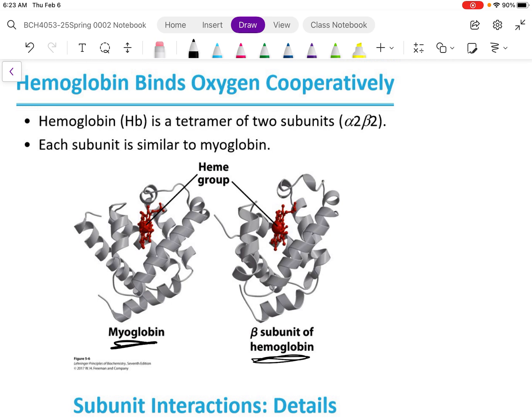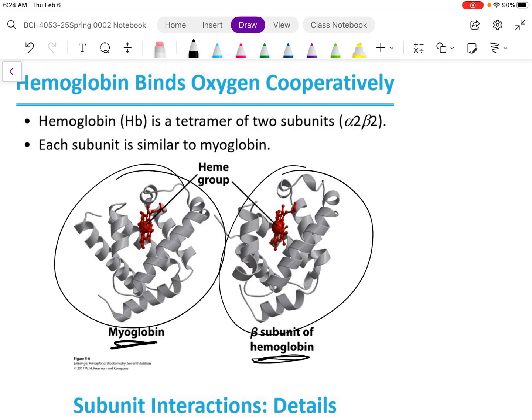What's another big difference between myoglobin and hemoglobin? In this particular slide, do you see how I'm only comparing the beta subunit? So I'm only comparing one subunit of hemoglobin to myoglobin. Myoglobin is just one protein. Hemoglobin is composed of 4 subunits. So if we compare just the subunit of hemoglobin and myoglobin, they look similar. But if you compare the whole hemoglobin to myoglobin, then they look way different, right? Because one's 4 times as large.